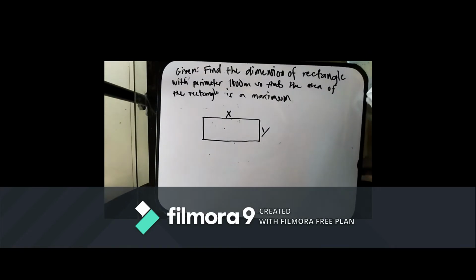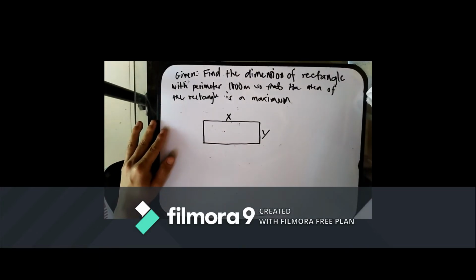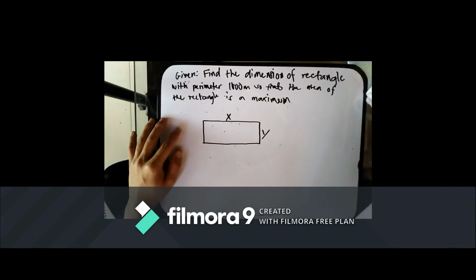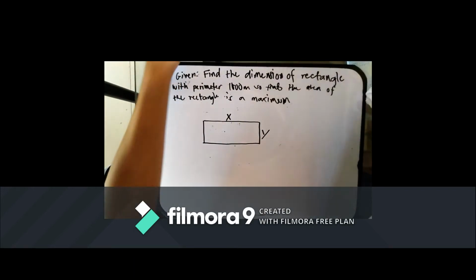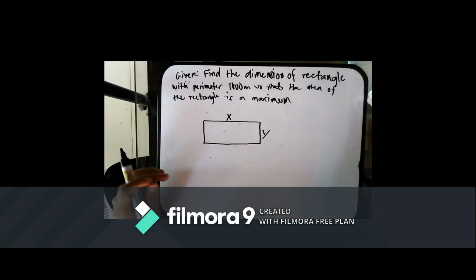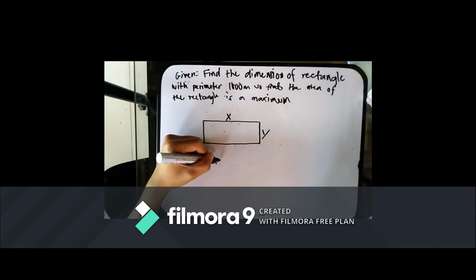We have another problem, which is: find the dimensions of a rectangle with perimeter 1000 meters so that the area of the rectangle is a maximum. Solution. Let the length of the rectangle be x meters, the width be y meters, and the area be A square meters. So the perimeter of the rectangle, 1000 meters, is equal to 2x plus 2y.